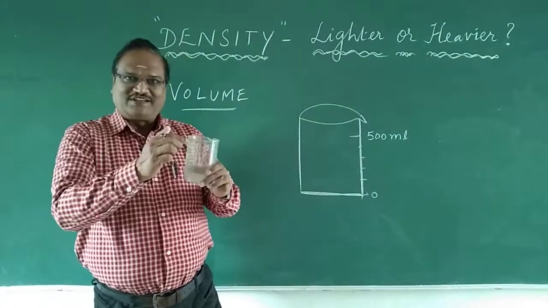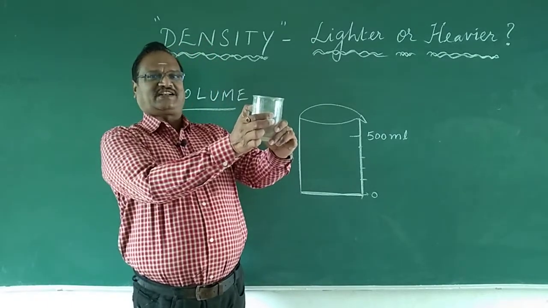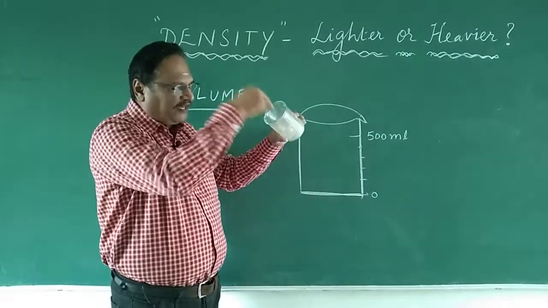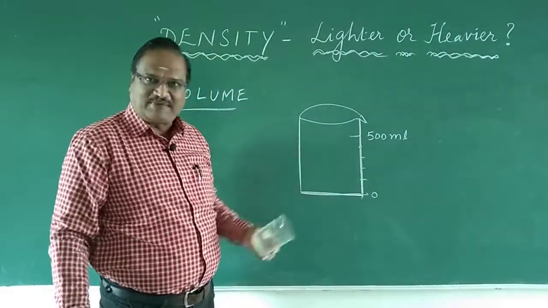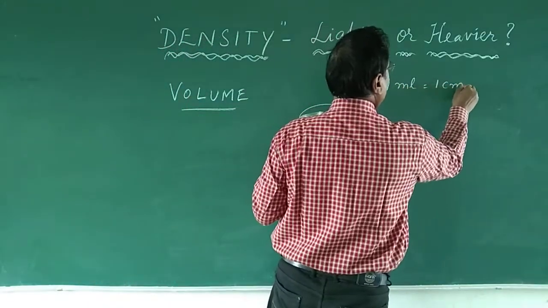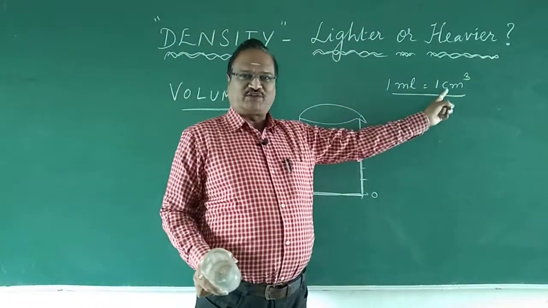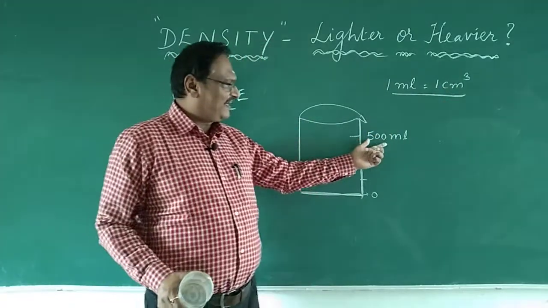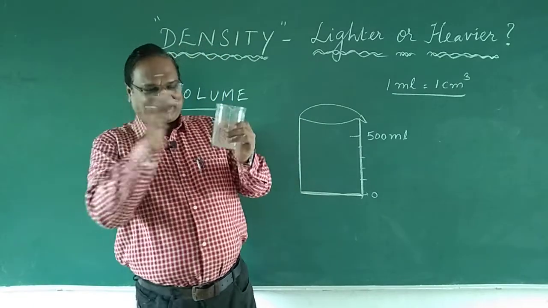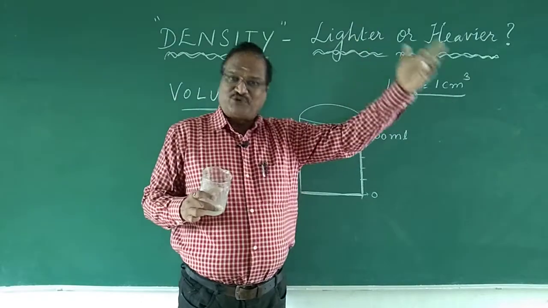Now I take the liquid, very simple liquid, water. You take water and you measure till this 500, and that is the space occupied by the water. The space occupied by the water is 500 ml, and we say that 1 ml is equal to 1 cubic centimeter. This you can learn later. 1 ml is equal to 1 cubic centimeter, right? And 500 ml will be equal to 500 cubic centimeter. We can convert from liquid to solid value, that is centimeter cube.